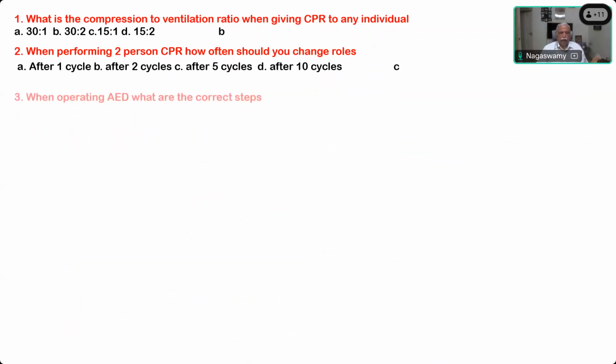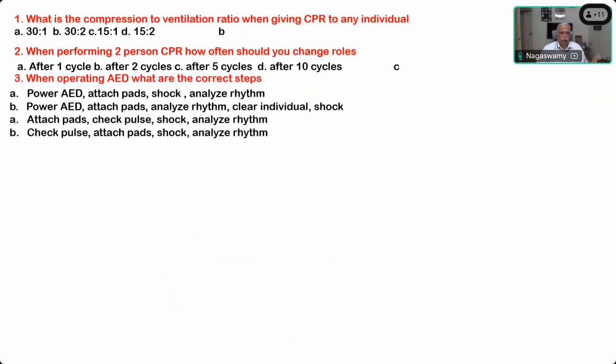Okay. In operating an automated external defibrillator, what are the correct steps? There are 4 options. Power AED, attach pads, shock, analyze rhythm. Then power the machine, attach pads, analyze rhythm, clear individual and shock. Attach pads, check pulse, shock and analyze rhythm. Check pulse, attach pads, shock and analyze rhythm.